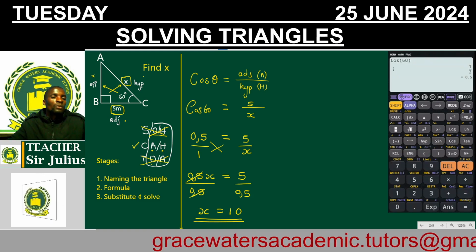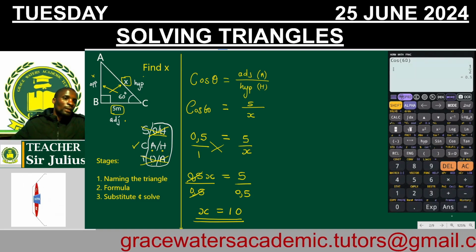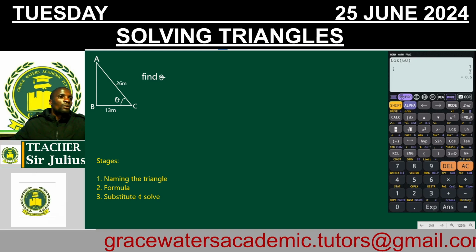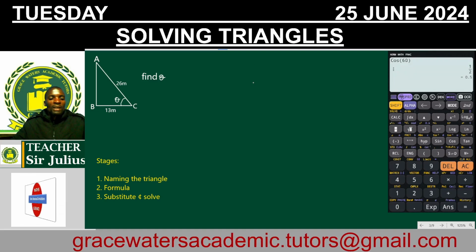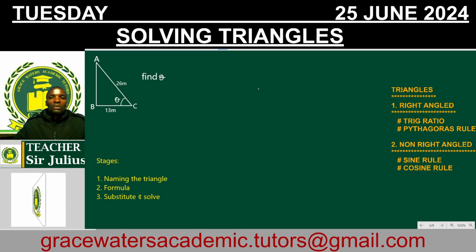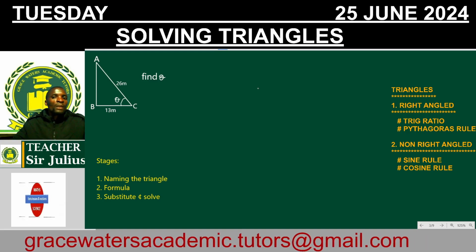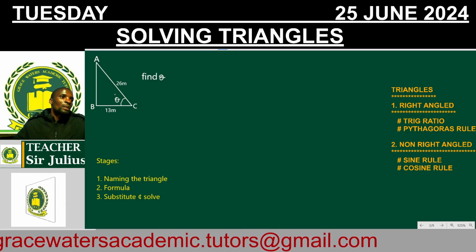Now what you need to do is to move to the third equation. Okay, so the third equation is going to use also similar stages. All right, so remember that you need to check on the type of triangle first. So this one is a right angle triangle. So naming it is very simple.